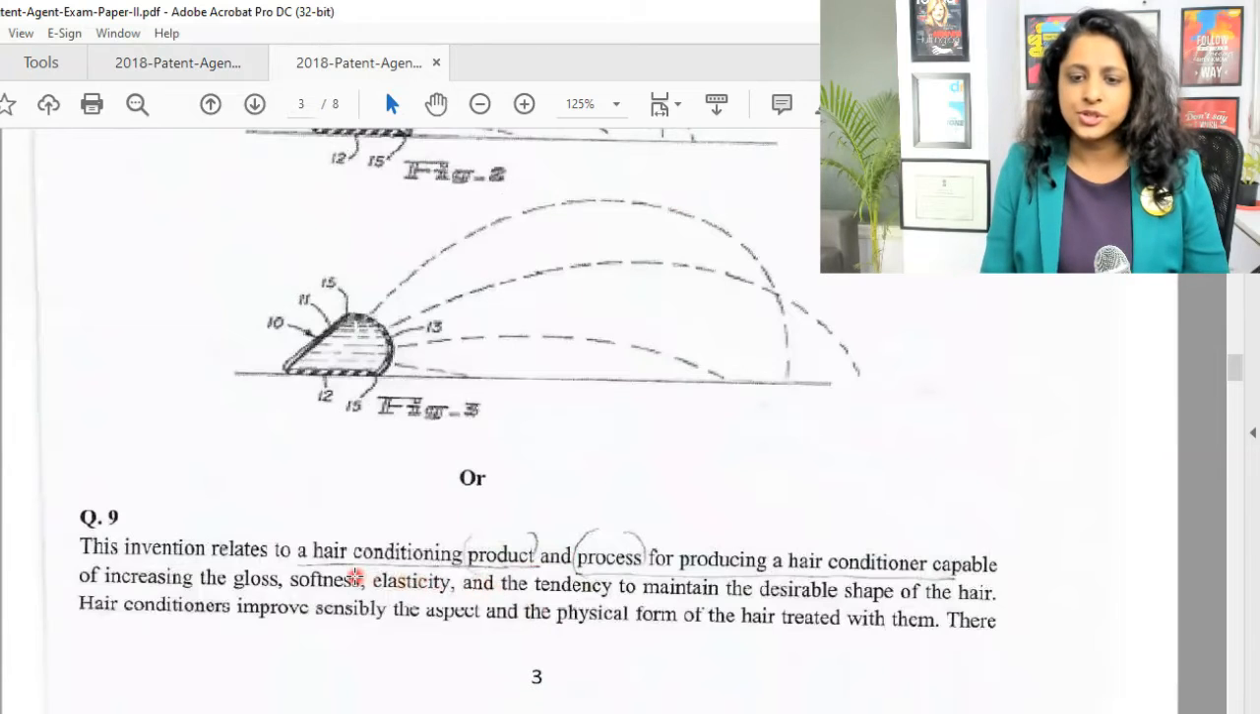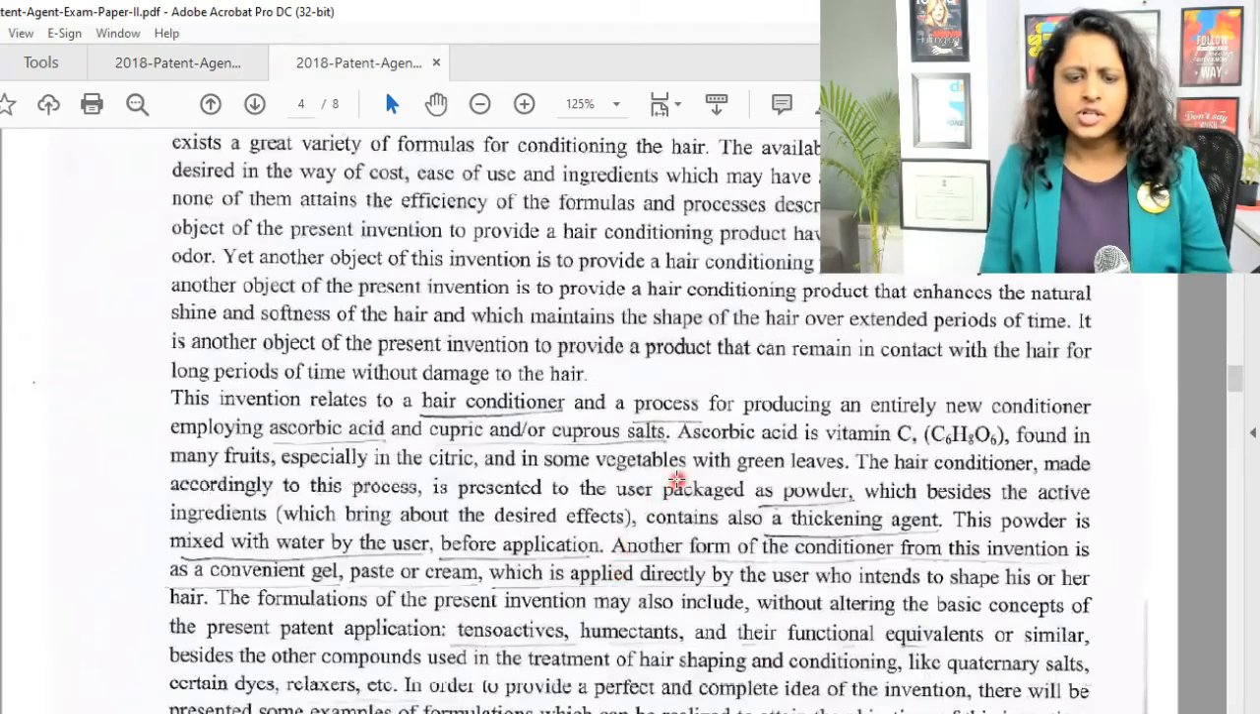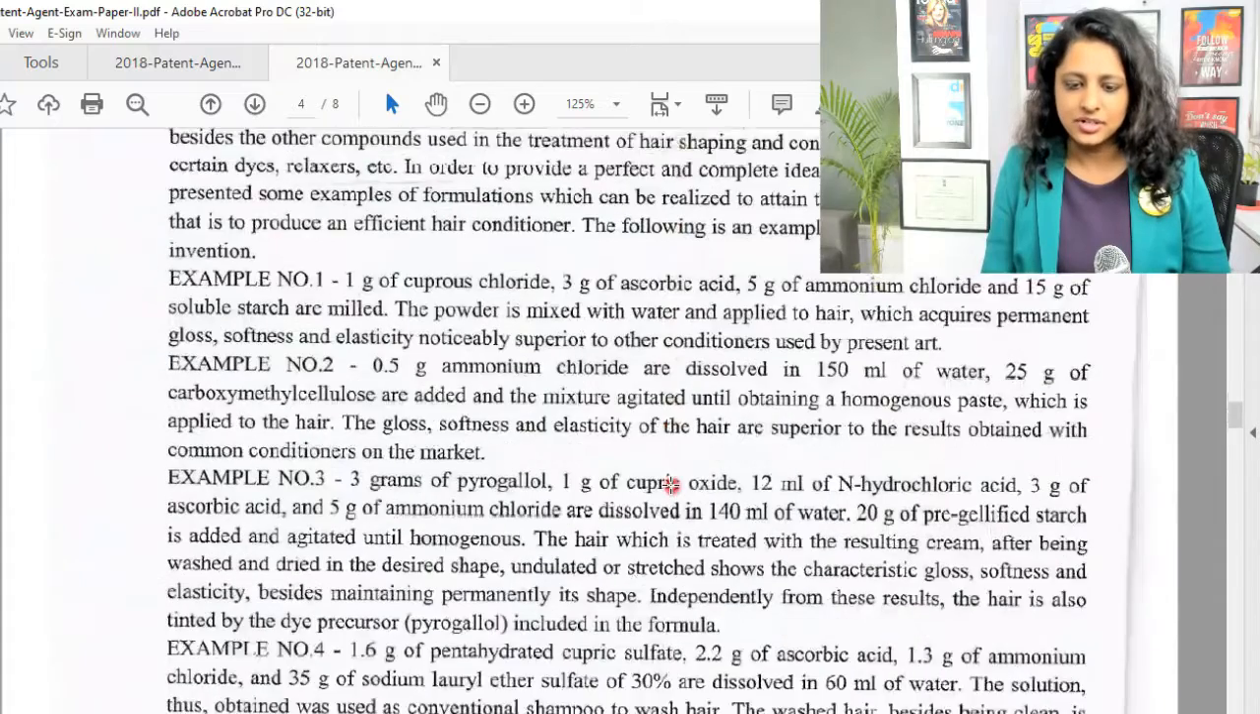You can also draft a patent related to a hair conditioning product or process, and a formulation is given. So people from a chemistry or organic chemistry background will find it a little easier to draft this patent.